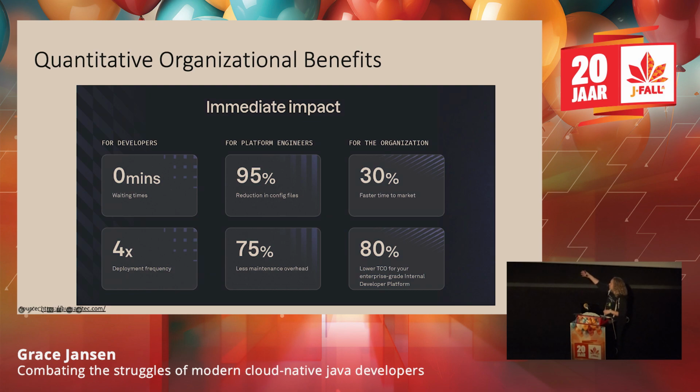So we've got some facts here for the developers. Again, this comes from Humanitec as well. But for platform engineers as well, they can have a 95% reduction in configuration files by having this standardization and less maintenance overheads because you're not having to maintain a bunch of different scripts and loads of different repositories. And again, having this standardization, this single source of truth, this golden path enables these key benefits for them as well. And in terms of the organization, 30% faster time to market and an 80% lower TCO for your internal developer platform.